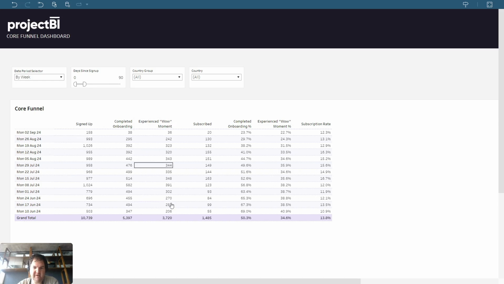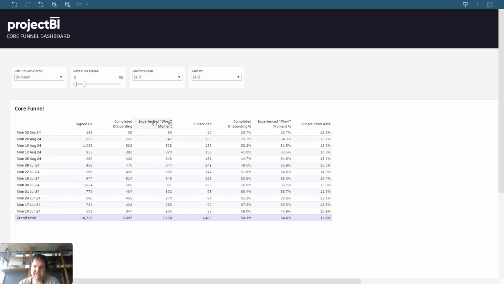Next, we have columns that represent each of the major steps in the core funnel. In this example, we've got 4 steps. We have signed up, completed onboarding, experienced the wow moment, and subscribed. So just to cover these briefly, signed up is when the user actually signs up to the service. That's going to be our starting point almost always. Completed onboarding, as it says, is when the user has completed that initial onboarding phase and is now ready to use the product.